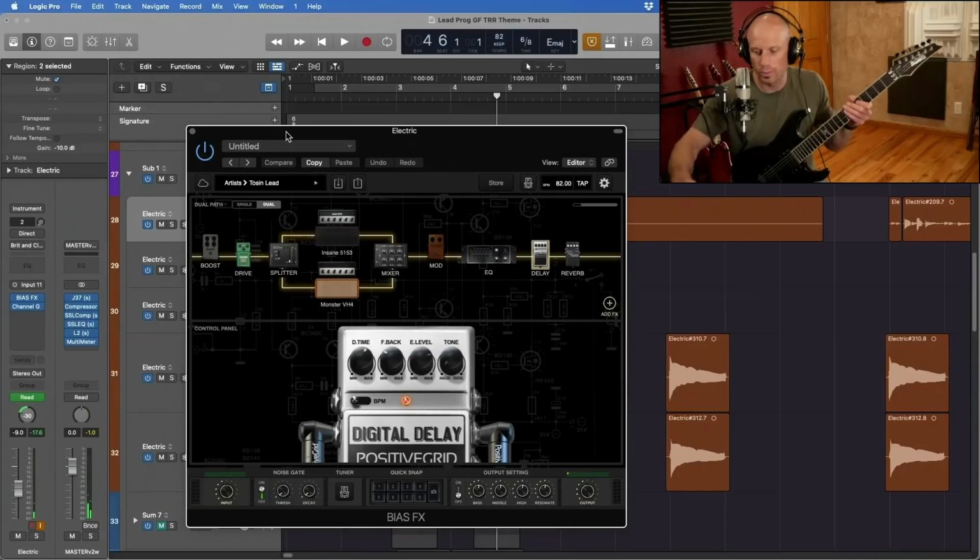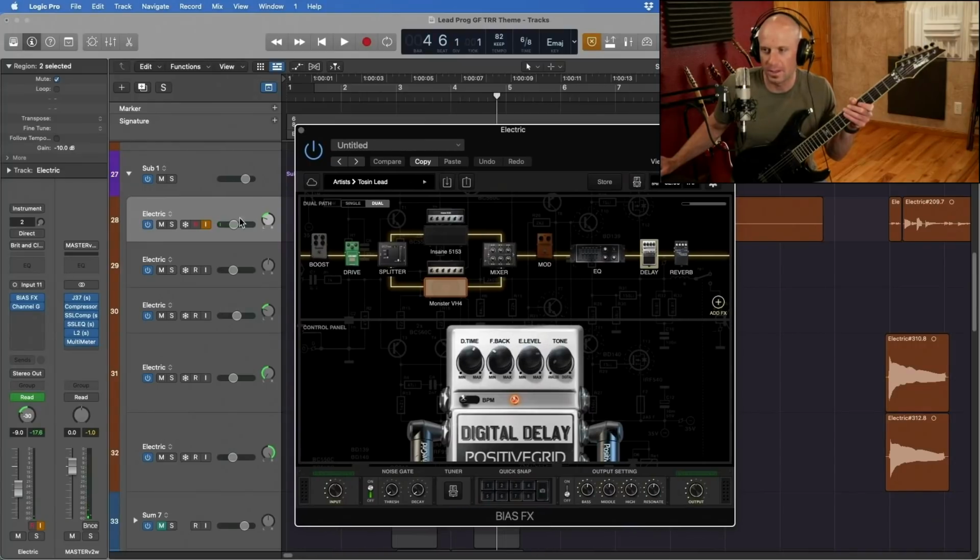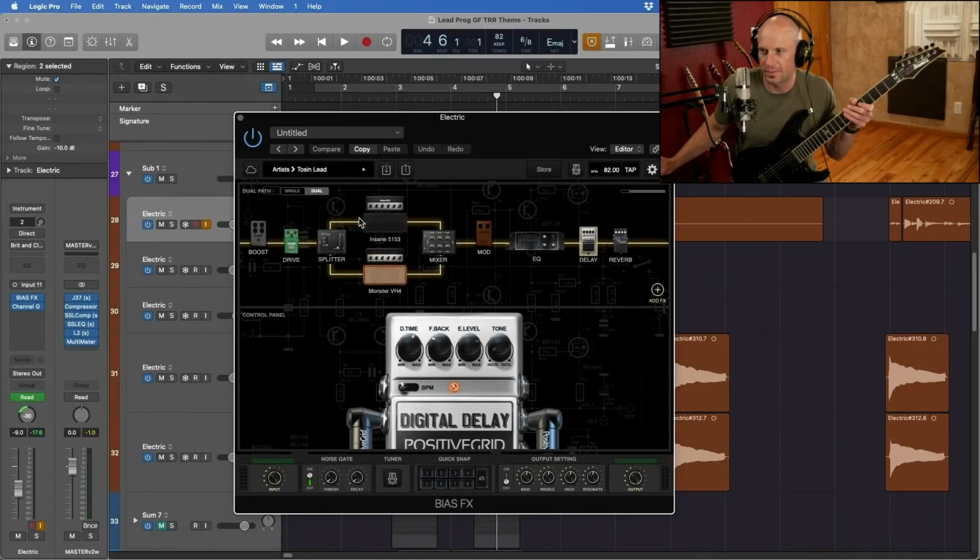But let's look at this tone real quick. Got some delay on there. We're panned over as part of the call and response. Bias effects, we're using a digital delay followed by a reverb.